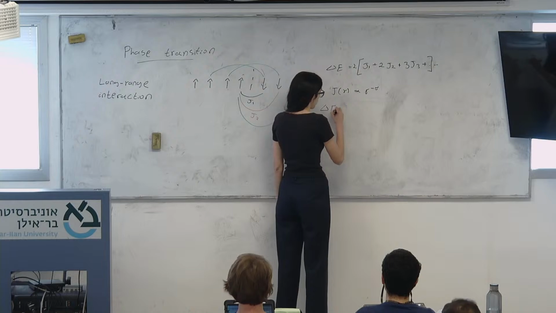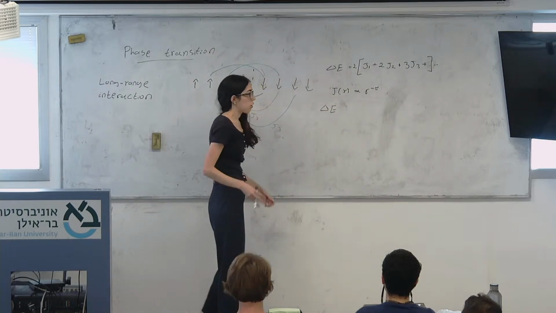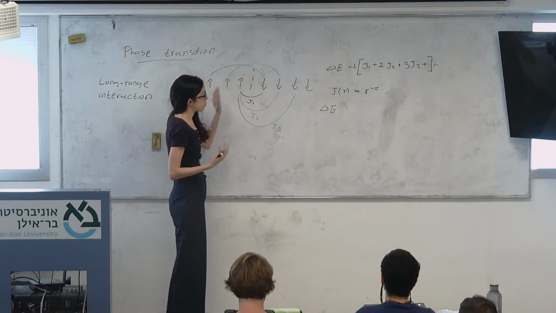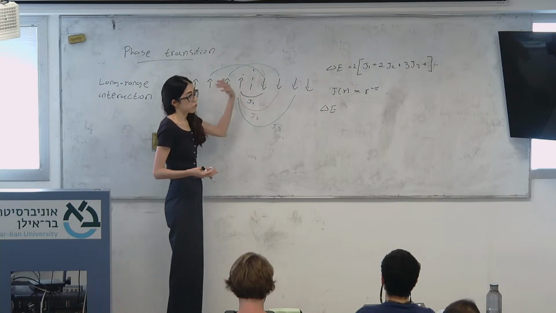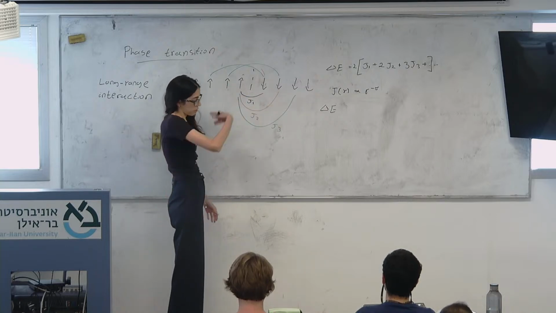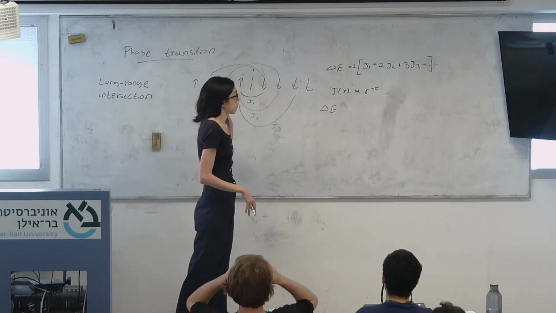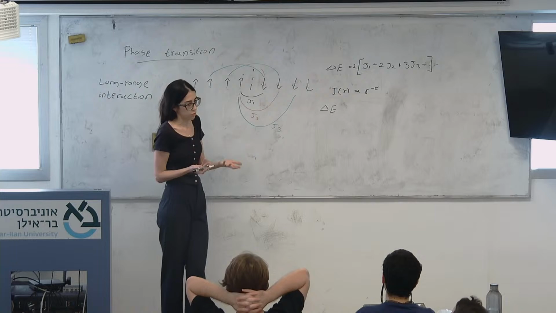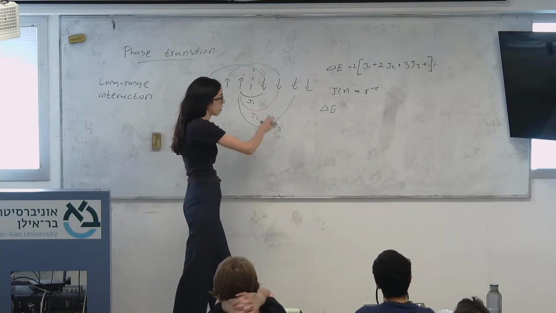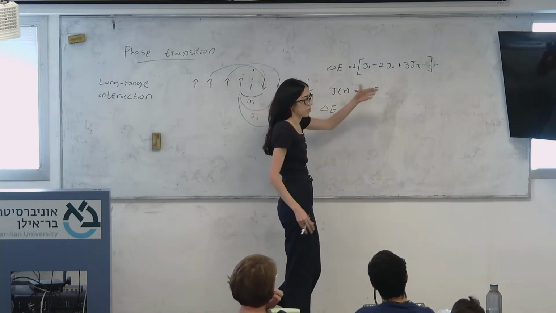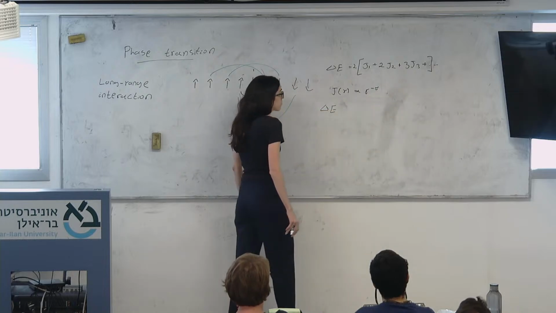It's just a general form. You want to have something that decays slowly enough, as we're going to see in a few minutes why. If you take something that decays exponentially, it's not going to be enough. So we want something that also interacts at long range, and a power law is the slowest possible.